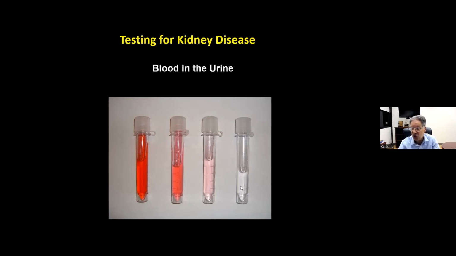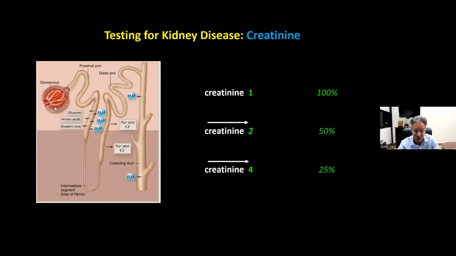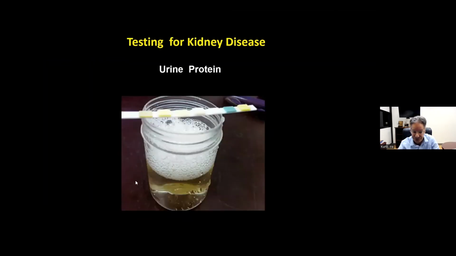Even though this looks normal, there still could be red blood cells here. So we also look at this urine under the microscope, and we look for red blood cells. If we see blood under the microscope, even though the urine looks normal, we call that microscopic hematuria. It still means that the filter is not working normally. It's letting some red blood cells through, but not enough to color the urine red.